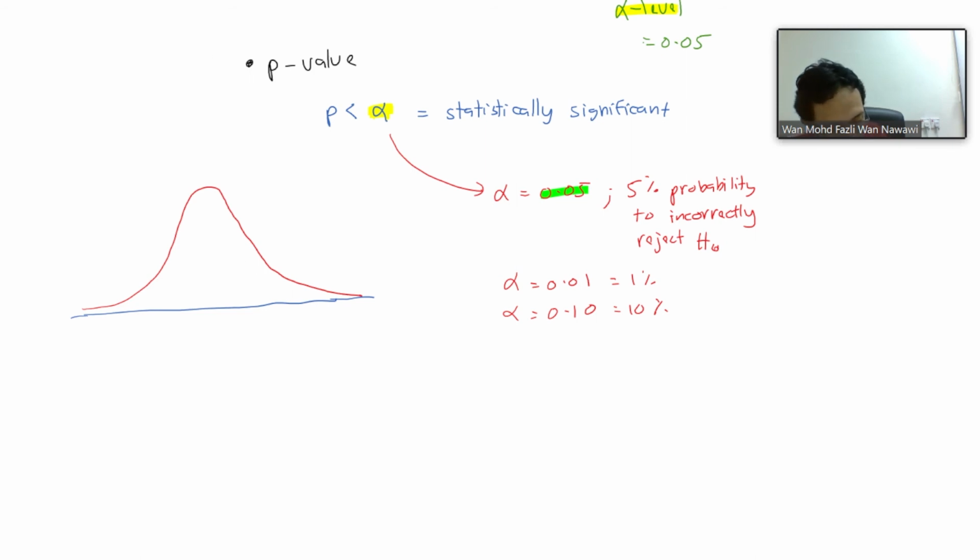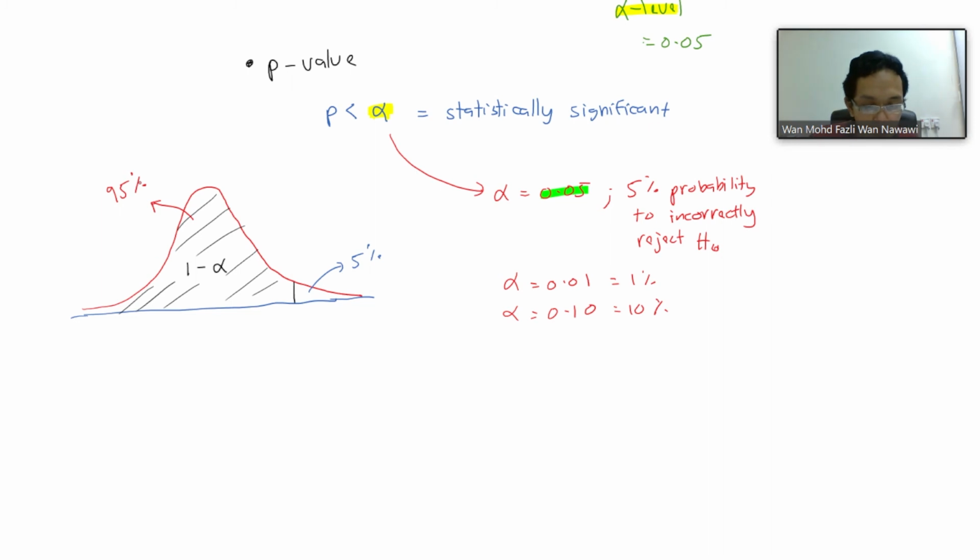If I put this line here, let's say this is 1 minus alpha, meaning this part is alpha. Our alpha is 5%, so the area here is 5%. The area here is basically 95%. Normally this point is what we call the critical value.